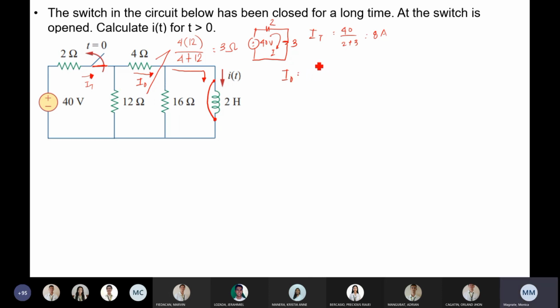So, yung IO natin is simply, saan siya equal? Pag nag-current divider tayo, current divider naman gagamitin. So, 8 ampere multiplied by ang kabila, no? 12 over 12 plus 4. 8 times 12, 72. Ayan, 6 ampere. Okay, so meron tayong IO. So, sunod natin, balik na tayo dito sa pag-o-open itong switch.